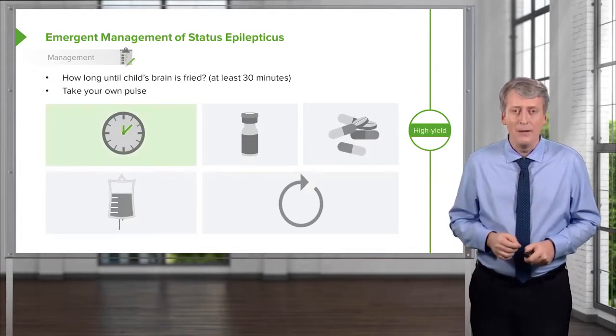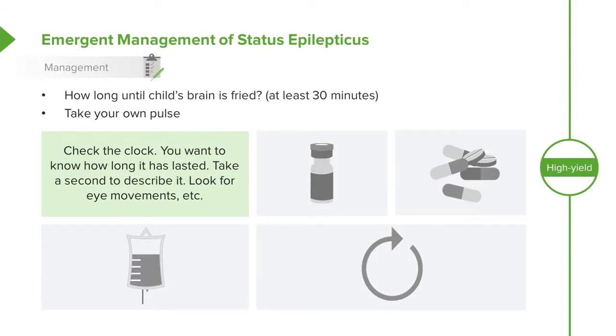Then check the time. We need to know how long this seizure has been going on, and we need to take a second to describe the seizure. Look for eye movements. Is this generalized or was this focal and then became generalized? It's important to understand all these things so we can make the diagnosis later. Focal seizures are often pathologic and involve a problem in the brain, whereas generalized seizures are more likely to be a seizure disorder, or if the child is febrile, a simple febrile seizure.